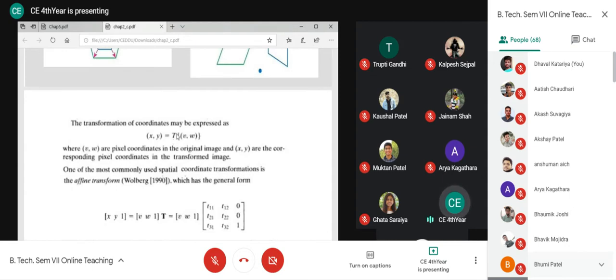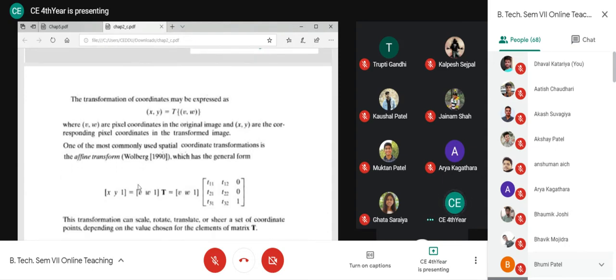T is for the affine transform, and it has a common form. Suppose x and y are my new coordinates after transformation, and v and w are my old coordinates on which I want to apply the transformation. Then I will take one vector [x y 1], another vector [v w 1], and apply the transform. The transform is a 3 by 3 matrix where the first two columns are filled with some t variables and the last column is always fixed as 0, 0, 1. Now I will apply matrix multiplication, so the equation is [x y 1] equals [v w 1] times this transformation.